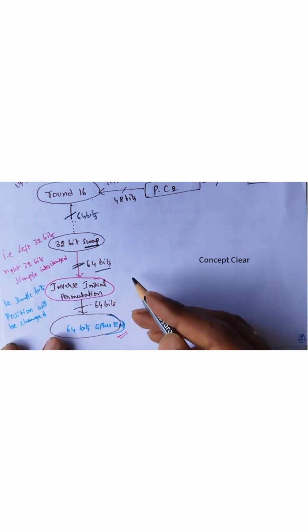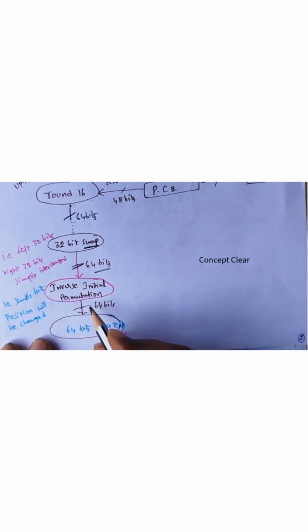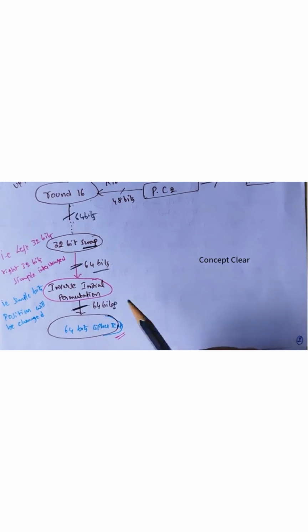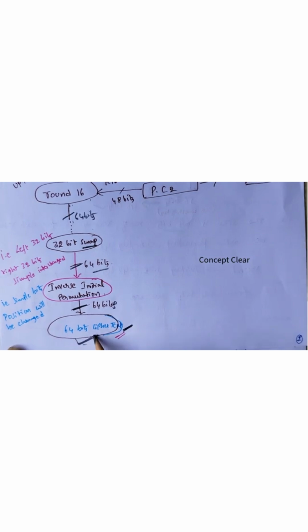What is the meaning of inverse initial permutation? It is also simply changing the bits position, and after that it will produce 64 bits of output. And what is the output coming out from the inverse initial permutation? That is our cipher text.